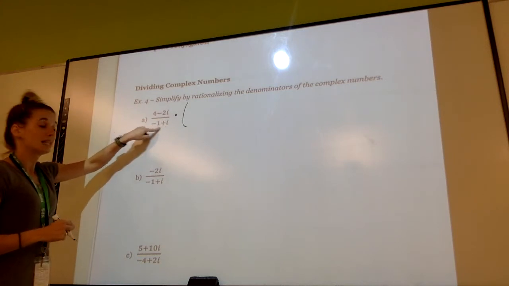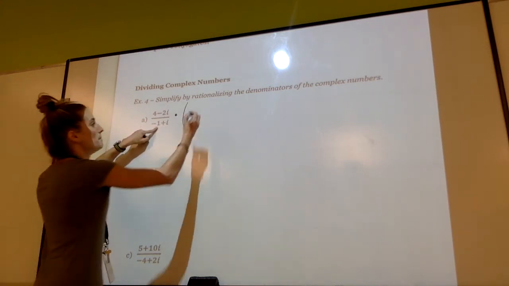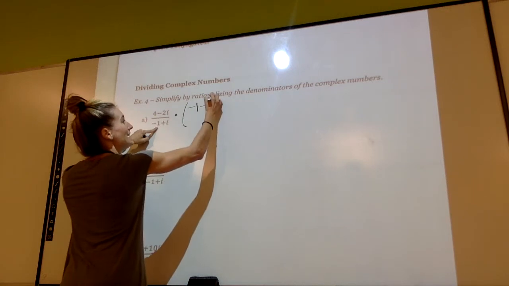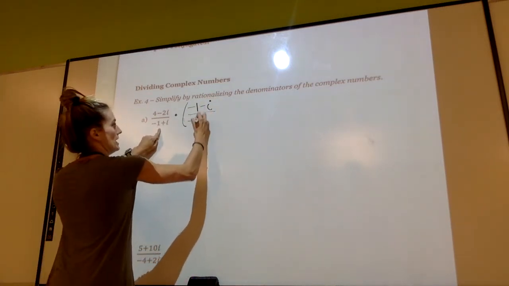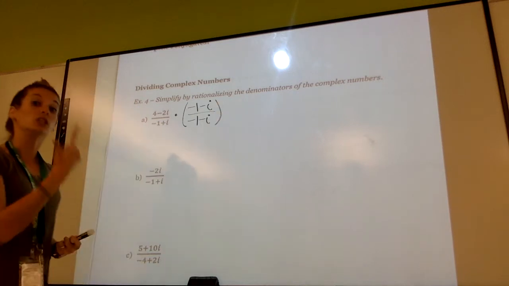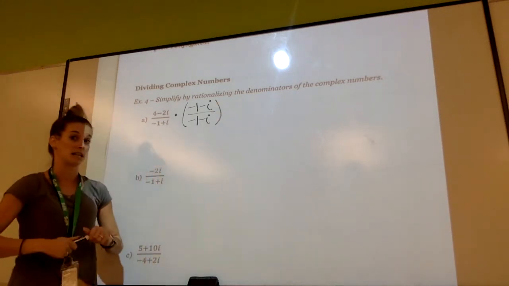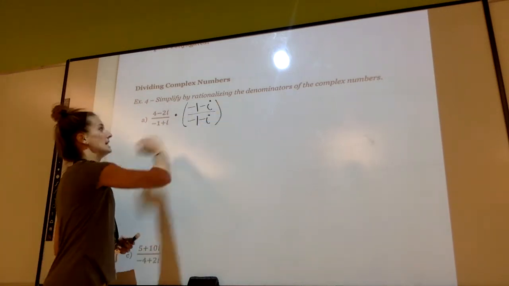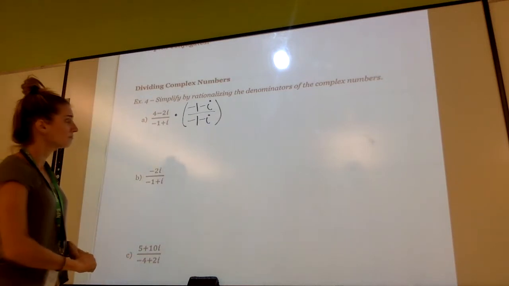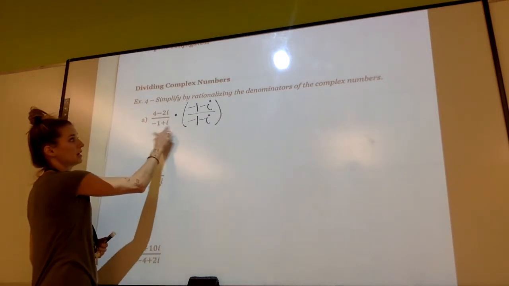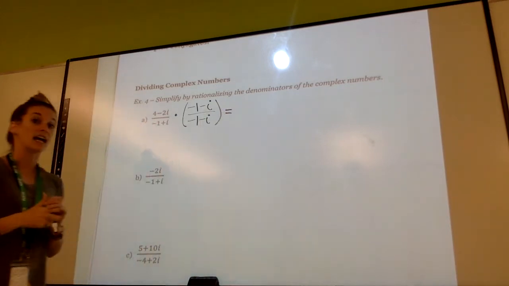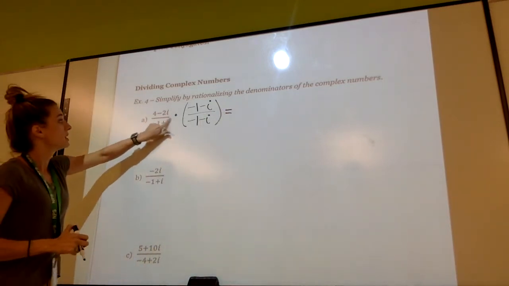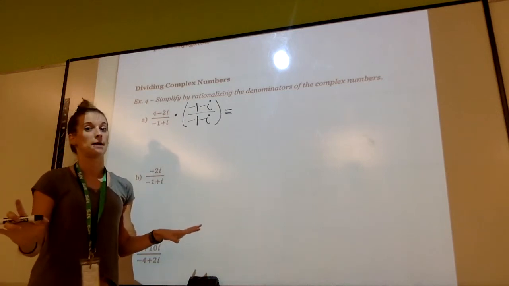Since -1 plus i is seen here, I'm going to multiply by -1 minus i, which is the conjugate of the denominator, over -1 minus i. Equivalent to 1, so I'm not changing the nature of this in any way. This is the multiplicative identity since it reduces to 1. And so if I multiply by the conjugate of the denominator here on top and bottom, when I expand, I should see that the imaginary numbers are falling away from the denominator.